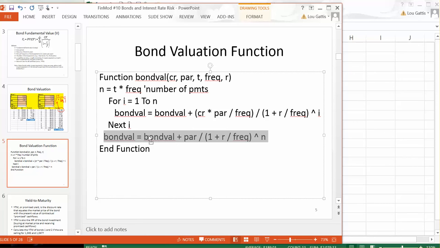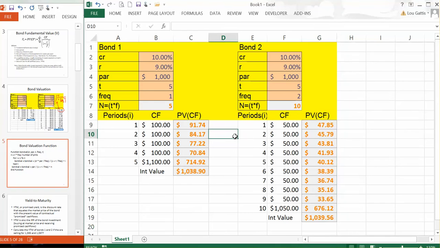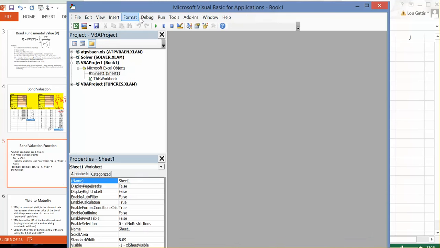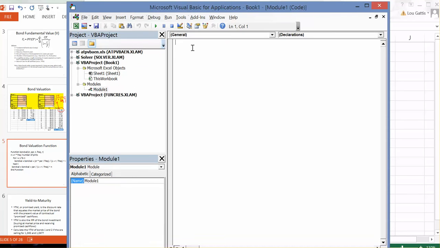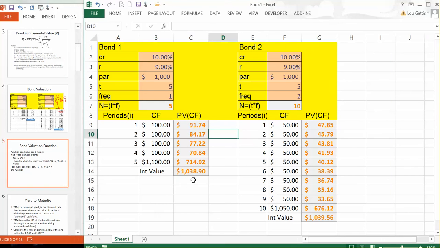So it's going to take the bond val that currently has the present value of all coupon payments and add the present value of VaR. So we can take this function, copy it, and I'll go to Excel, go to my Developer tab, Alt F11, or Developer Visual Basic. I'm going to insert a module. I'm going to paste that, and I can show you that we could, say, insert the value of the bond, say, right here.